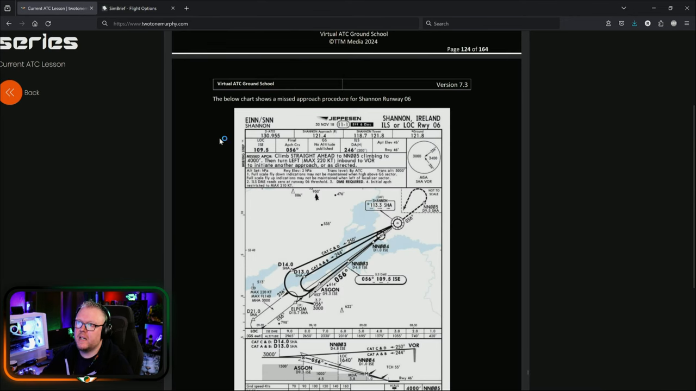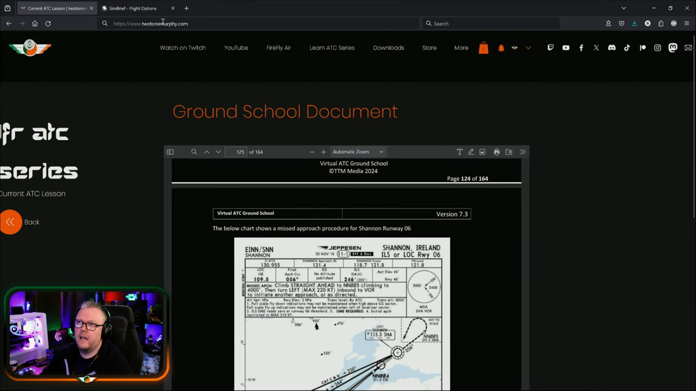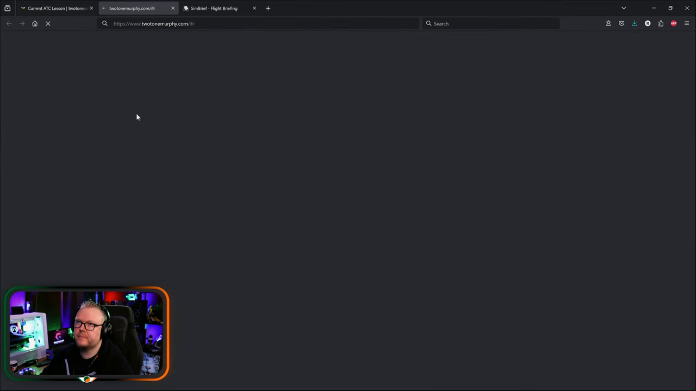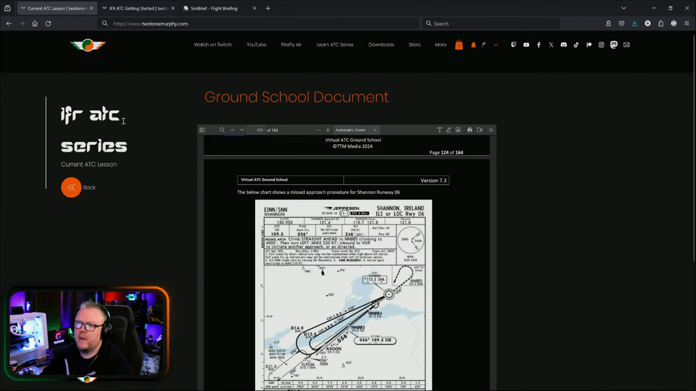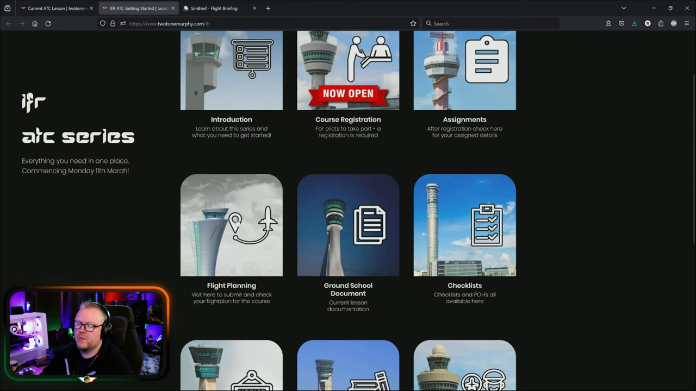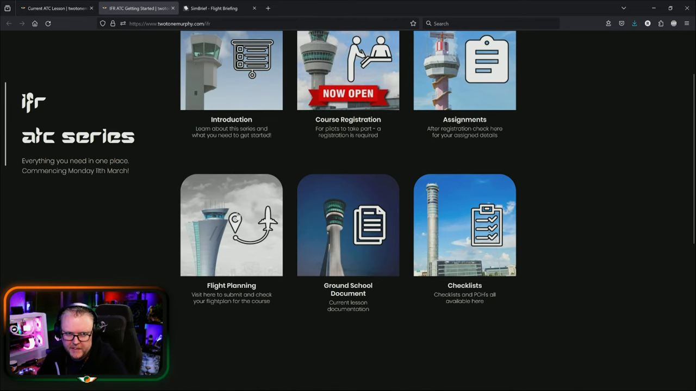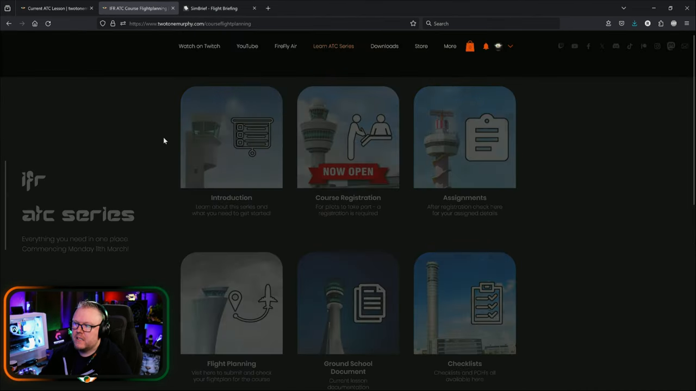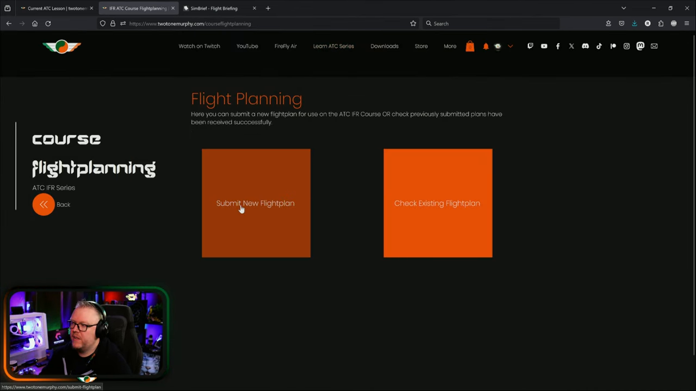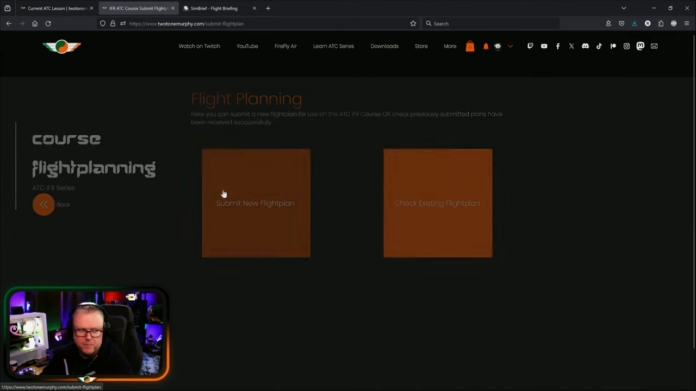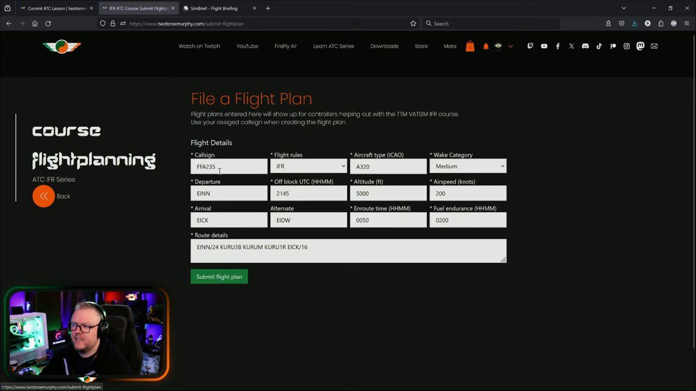Now, back over to our website. Let's see here now. Open this fella. And I want to show you now how this is all going to look when we plan. So we're going to go into flight planning. This is what we're going to start typing in. This is important. Submit a new flight plan, or you can check an existing one. We're going to submit a new flight plan. This has changed, and a big up to Rambog and to Gibbo for updating all of this.